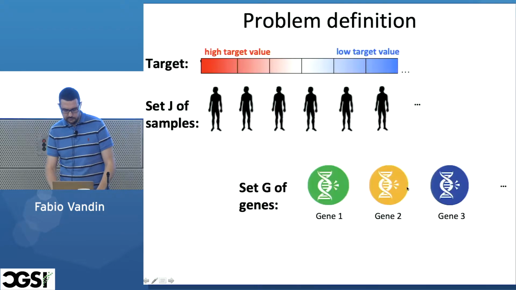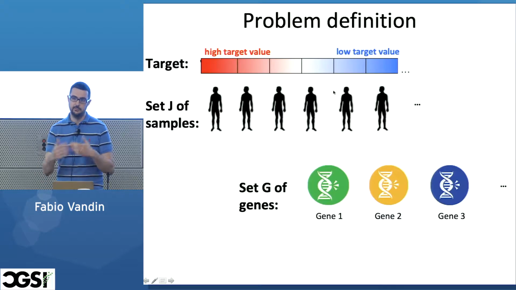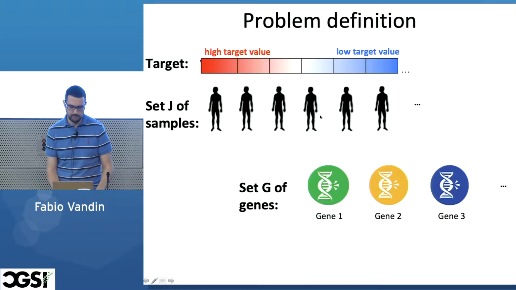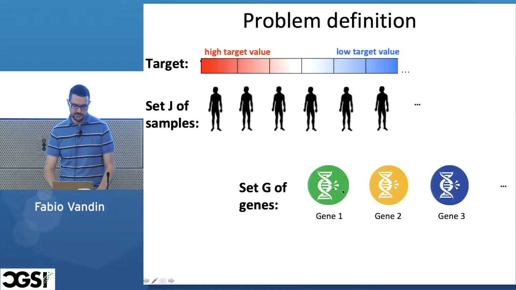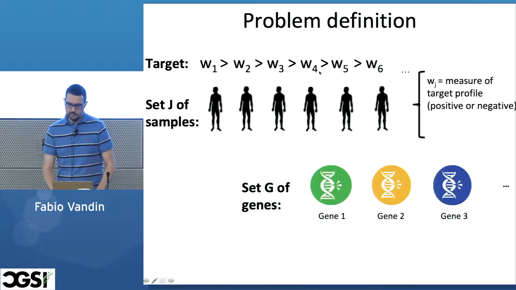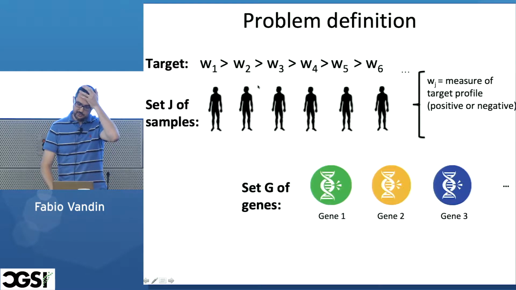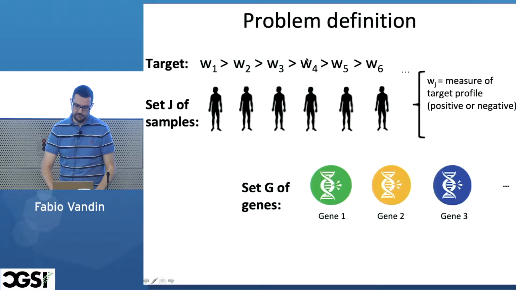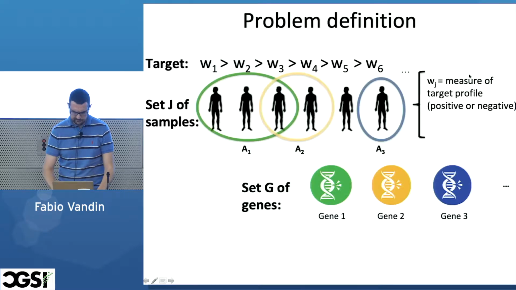So more formally, to see what the problem definition is, we are given this target profile, a set of samples corresponding either to cancer patients or, for the data we will look at later on, to cancer cell lines. And we also have a set of genes such that for each of these genes we know in which samples they are mutated. Without loss of generality, let's assume that our samples are sorted by decreasing value of the target, and the target is, again, real-valued, and could be positive or negative. For each of the genes, we know in which set of samples it is altered. For example, this green gene here is altering these 3 samples. The yellow gene here is altering these 2 samples, and so on and so forth.